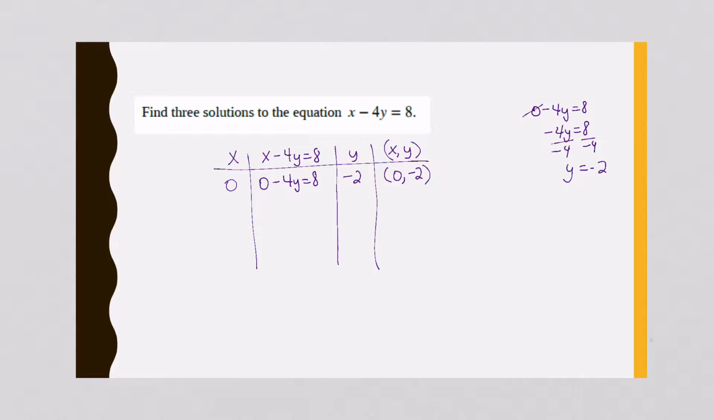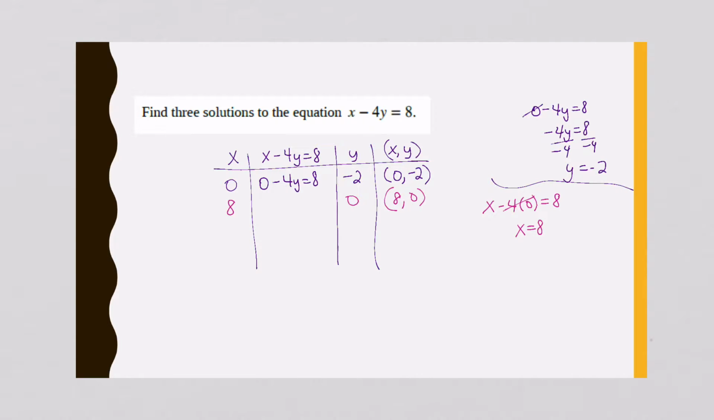Now, another one that would be nice to me is 0 for y. So I'm going to put 0 in for y. So x minus 4 times 0 equals 8. That goes away. So I've got x is equal to 8. I didn't write anything in there, but you saw what I did off to the side. So I have an ordered pair at 8, 0.